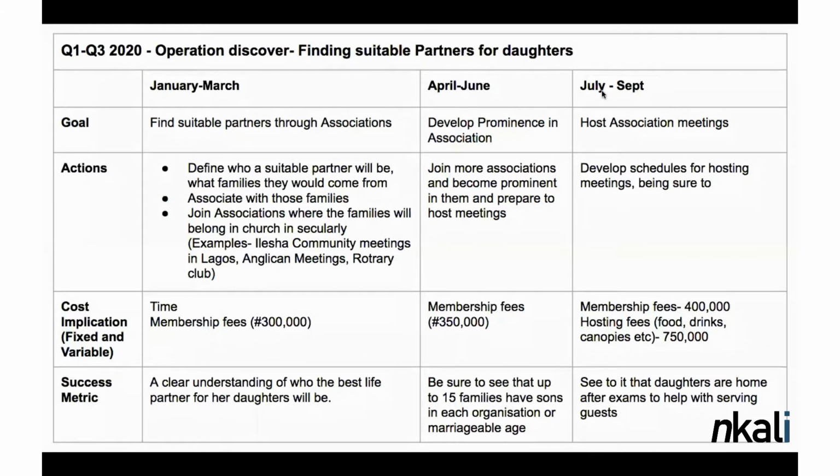These are her costs. By July to September, she now finally starts to host meetings. Guess what? Her kids were in final year at the start of the year. So by July to September, they would have been done with school.